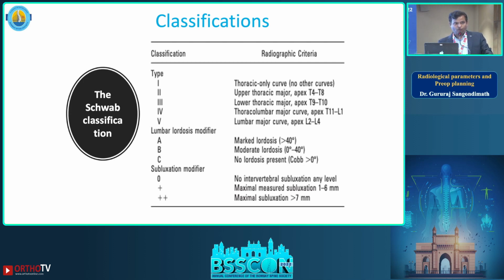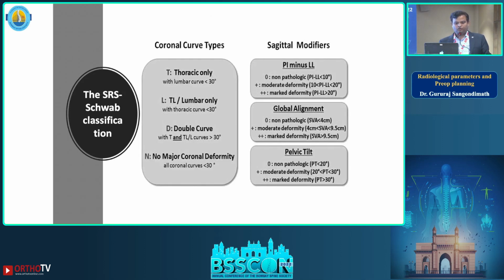This was before pelvic incidence or pelvic parameters were taken into consideration, the Schwab classification. But now the SRS-Schwab classification takes into account the pelvic incidence and lumbar lordosis mismatch, and global alignment, which is measured through the SVA, and pelvic tilt. So considering all these with the magnitude of the curve, this classification is done.